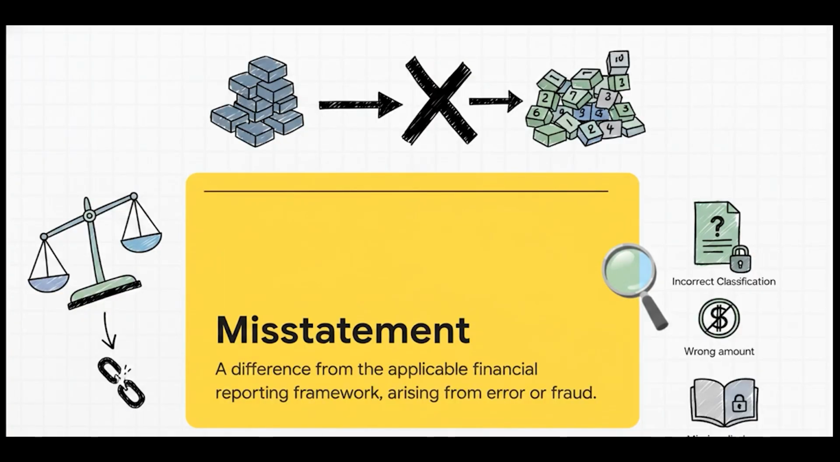Before we look at what actually causes the numbers to be wrong, we have to clearly define what a misstatement actually is under ISA 450. It's simply any deviation from the applicable financial reporting framework, whether it's the wrong financial amount, an incorrect classification on the balance sheet, or, and students forget this one all the time, a completely missing text disclosure in the footnotes. If a required disclosure is omitted, that is just as much a misstatement as doing the math wrong.